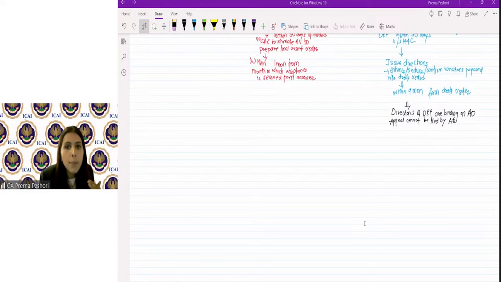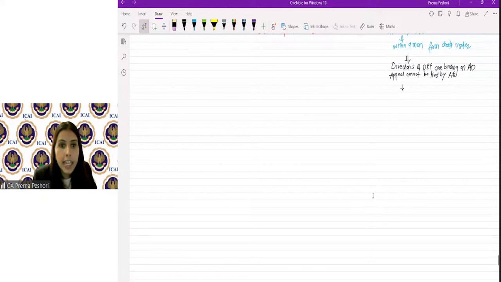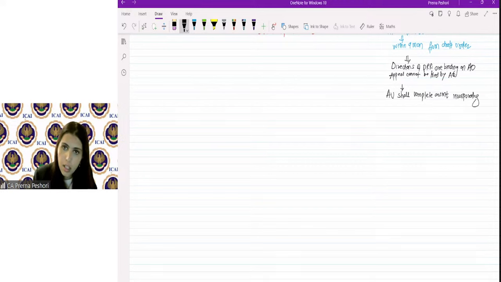Now, on the receipt of the DRP directions, the NFAC will forward the directions to the AO and the AO will complete the assessment incorporating the DRP directions. So, incorporating the DRP directions, the AO has to complete the assessment. There's no option to them. They cannot appeal against the same. And they have to do that within 1 month from the month in which directions are received.